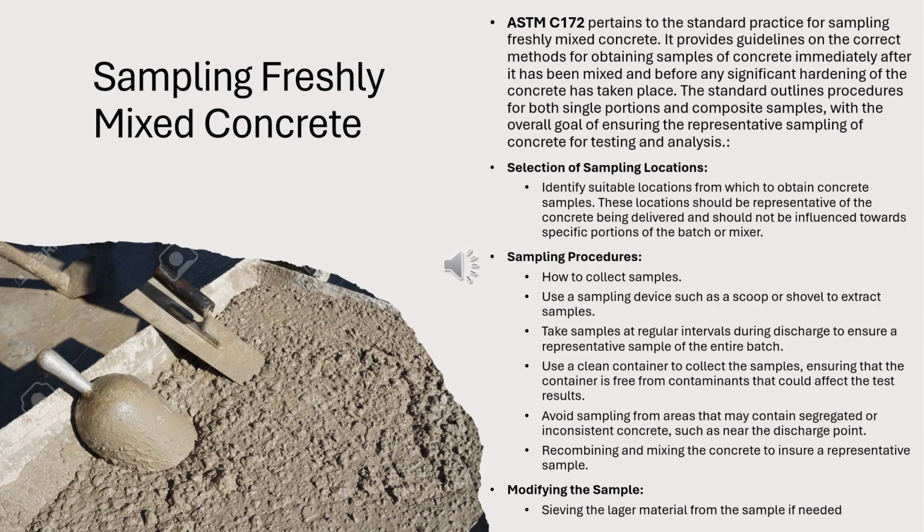ASTM C172 pertains to the standard practice for sampling freshly mixed concrete. It provides guidelines on the correct methods for obtaining samples of concrete immediately after it has been mixed and before any significant hardening of the concrete has taken place. The standard outlines procedures for both single portions and composite samples, with the overall goal of ensuring a representative sample of the concrete for testing and analysis.